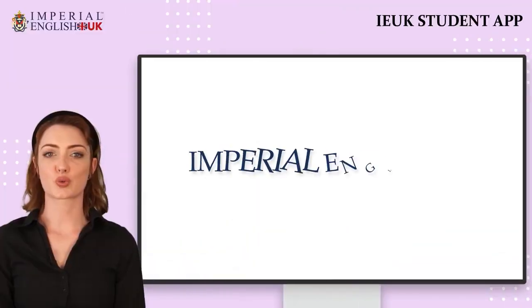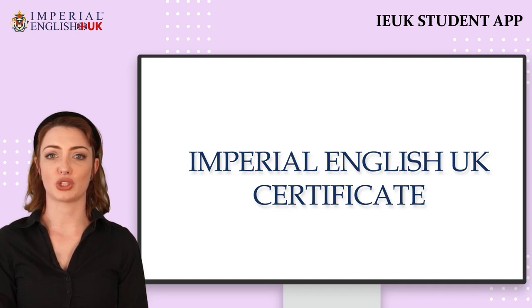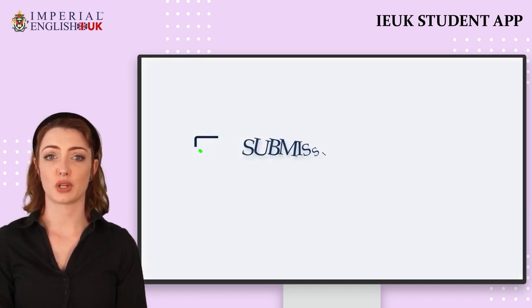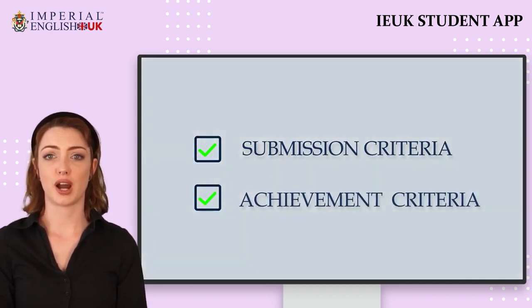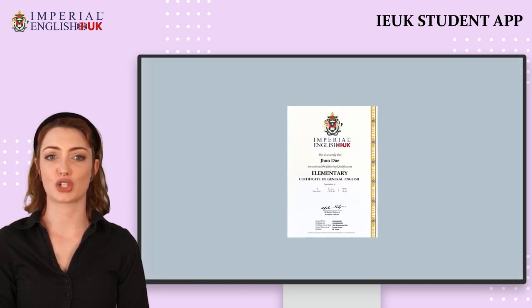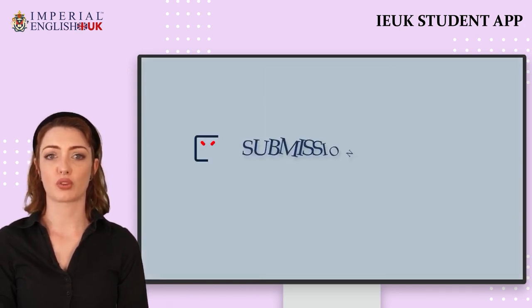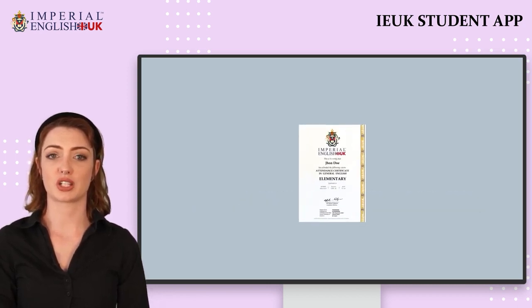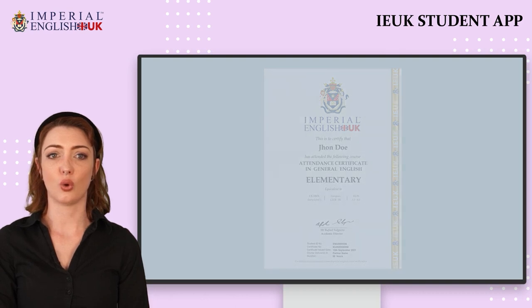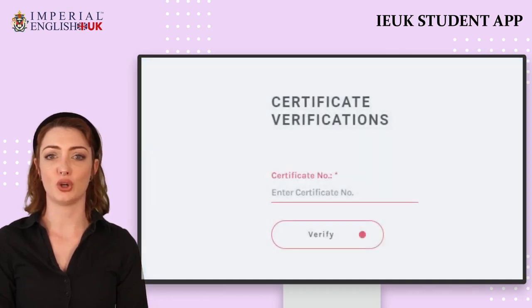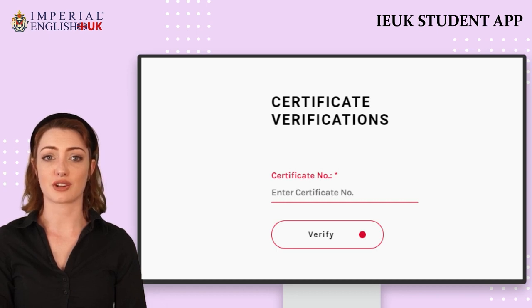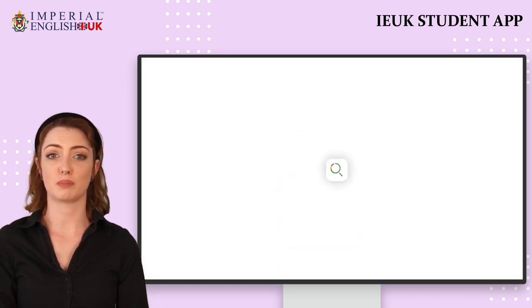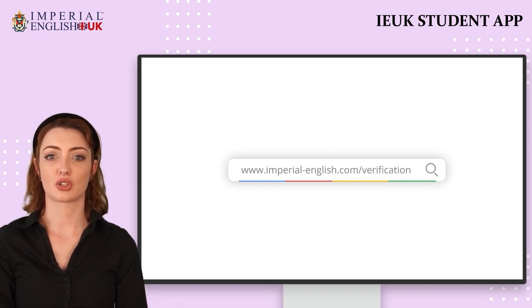Every student on the course receives a certificate to show participation. If you meet both the submission and achievement criteria, you pass and are issued with a certificate of achievement. If you don't meet both the submission and achievement criteria, you fail, but will still be issued with a certificate of attendance. All issued certificates can be verified online on this link by typing your certificate number into the box at www.imperial-english.com/verification.